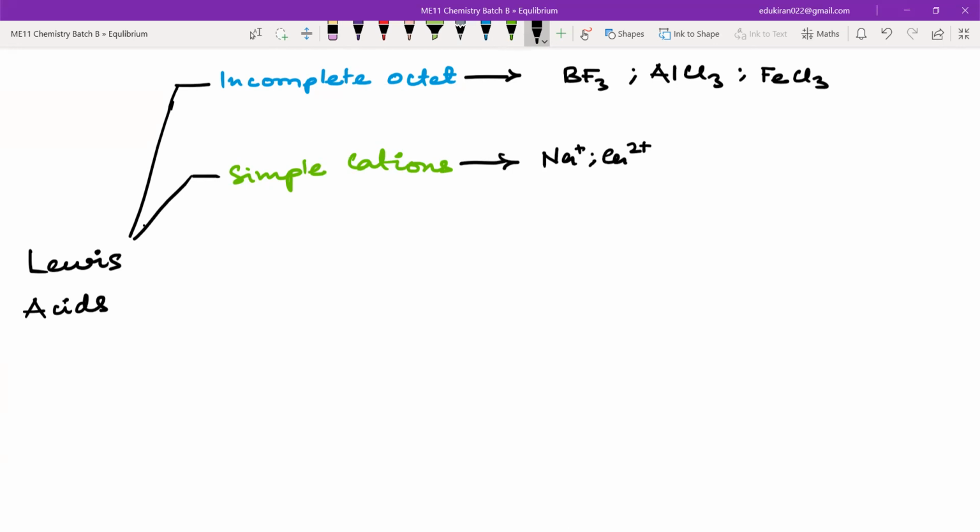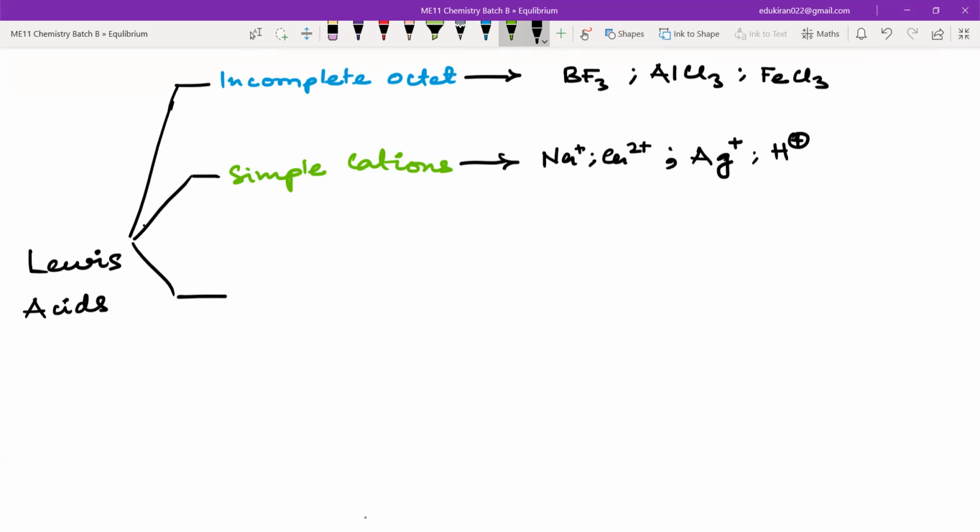these will be less acidic because they don't have much tendency to accept electrons. But if I talk about some other examples, such as the cations of d block elements, they have a higher tendency to accept electrons. Similarly, you will have H+. So H+ also has a higher tendency to accept electrons. Then moving on, after the simple cation, you will have some molecules which will have empty d orbitals.